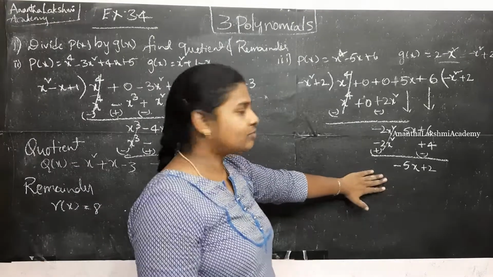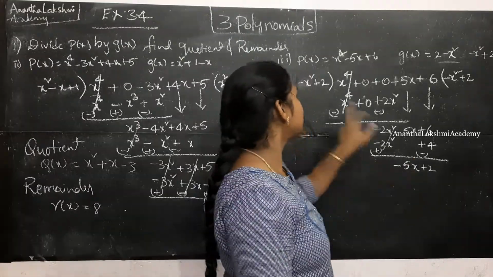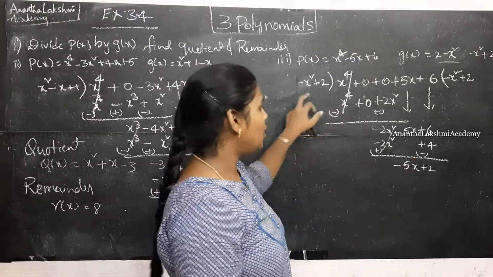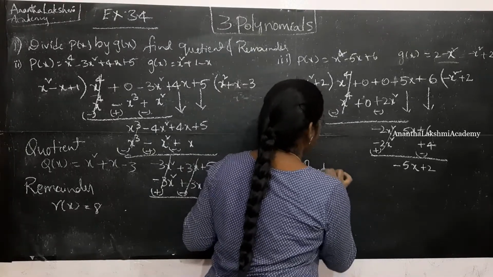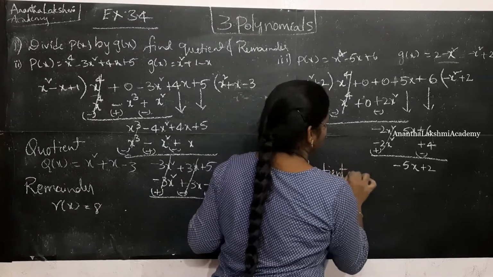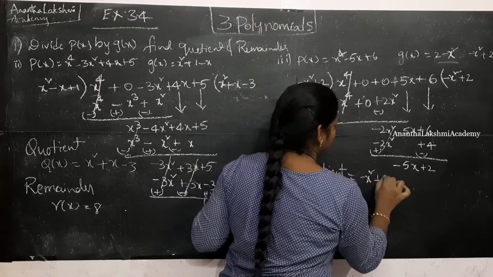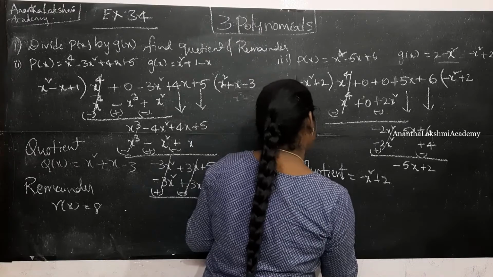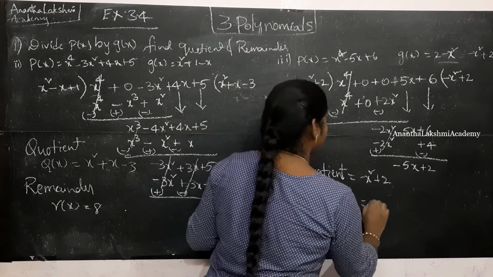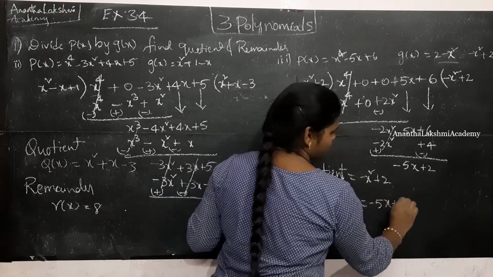Now the division stops here because this is in x terms and this is in x square terms. Alright, so what is the quotient here? Minus x square plus 2, and the remainder r of x is equal to minus 5x plus 2.